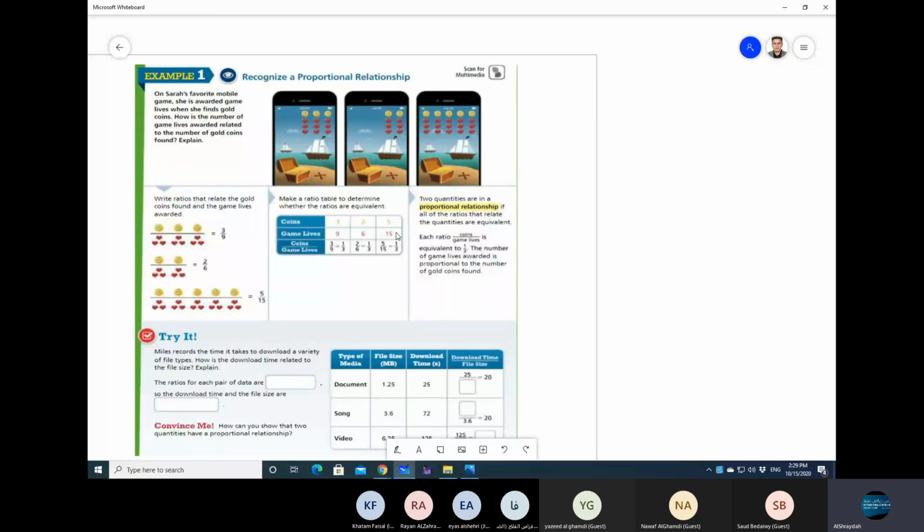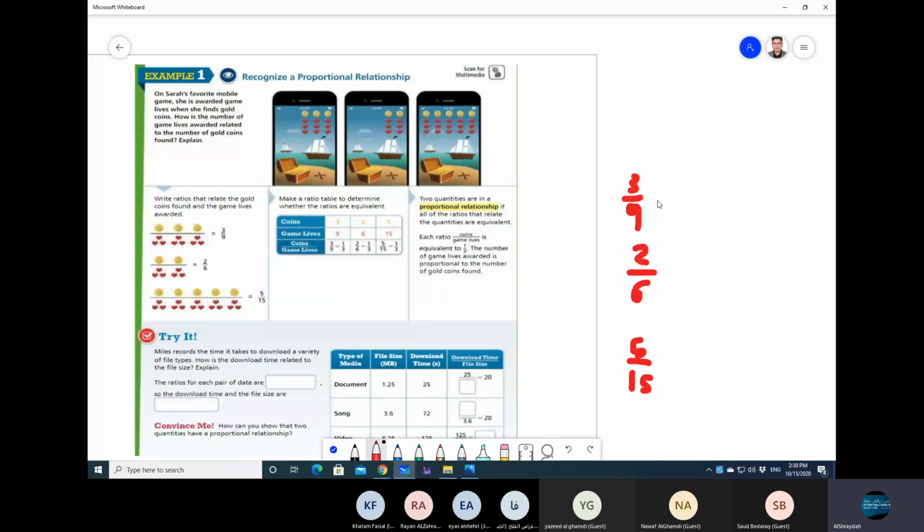When you find the ratios, you have 1/3, 1/3, and 1/3. The ratios are the same. 3/9 can be simplified as we learned before. You have this ratio 3/9 and 2/6, and 5/15. Yazid, are you with me?